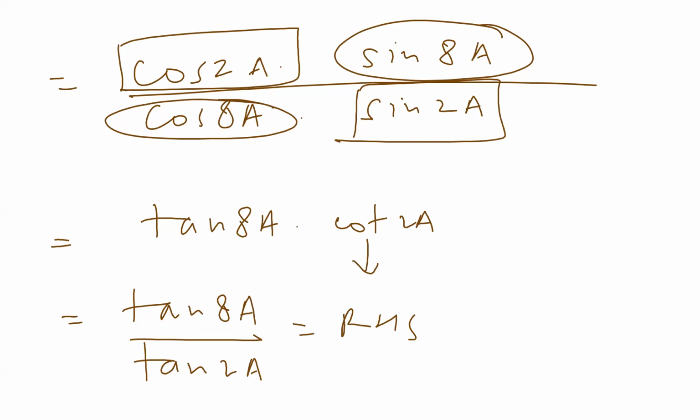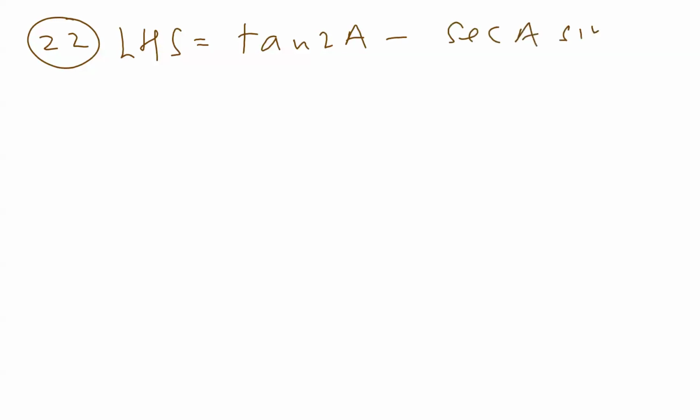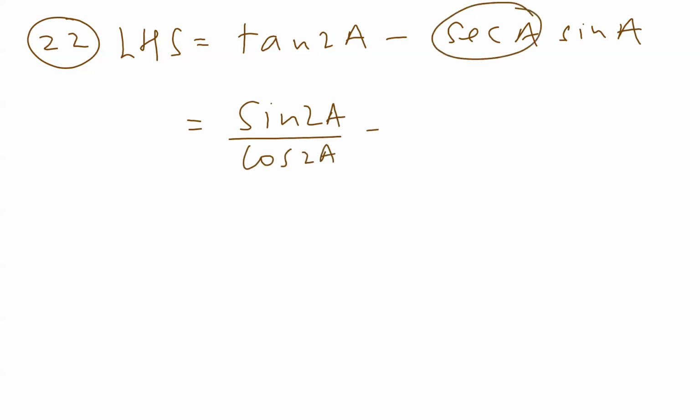Let us go to the next problem. Question number 22. Fine. Question number 22 says left hand side is (tan 2A minus sec A) into sin A. Fine. So sin 2A upon cos 2A is tan 2A. Take this sec A down, okay, in the denominator. So it will be cos A. Sec and cos are reciprocals of each other. Fine.